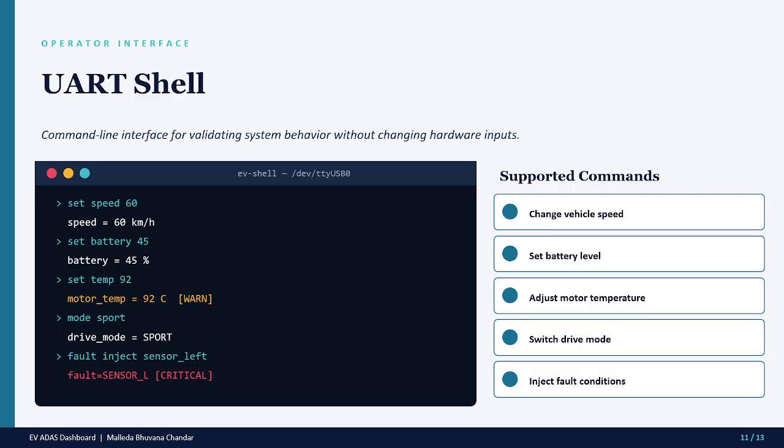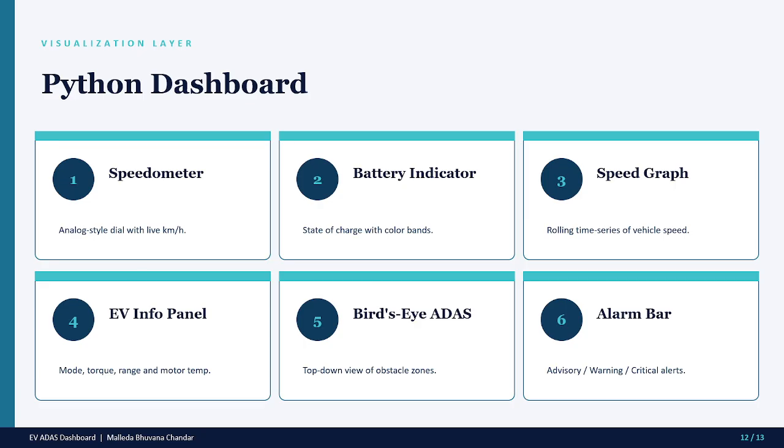The UART shell allows testing without moving sensors. Commands such as speed, SOC, temperature, mode, fault, reset, and status help inject test values directly into the controller. This makes debugging much easier.